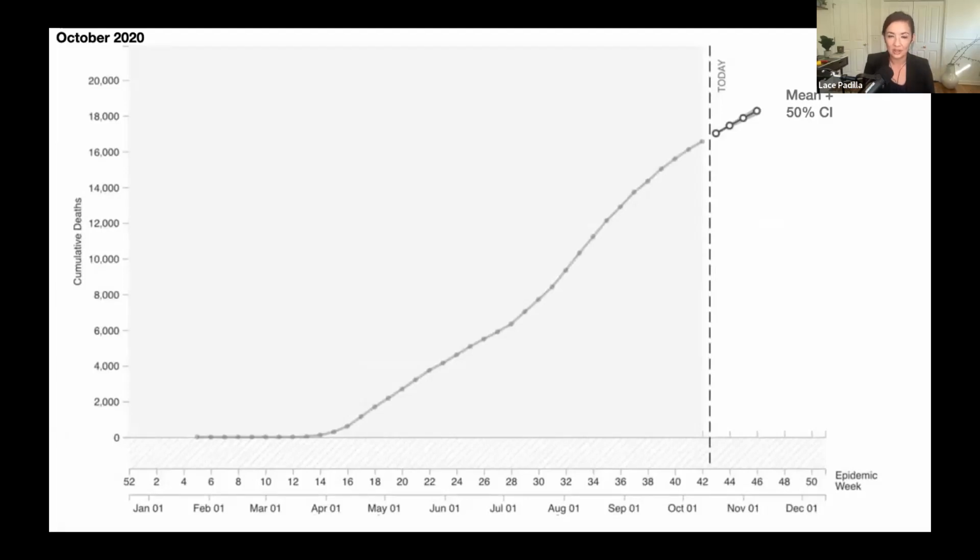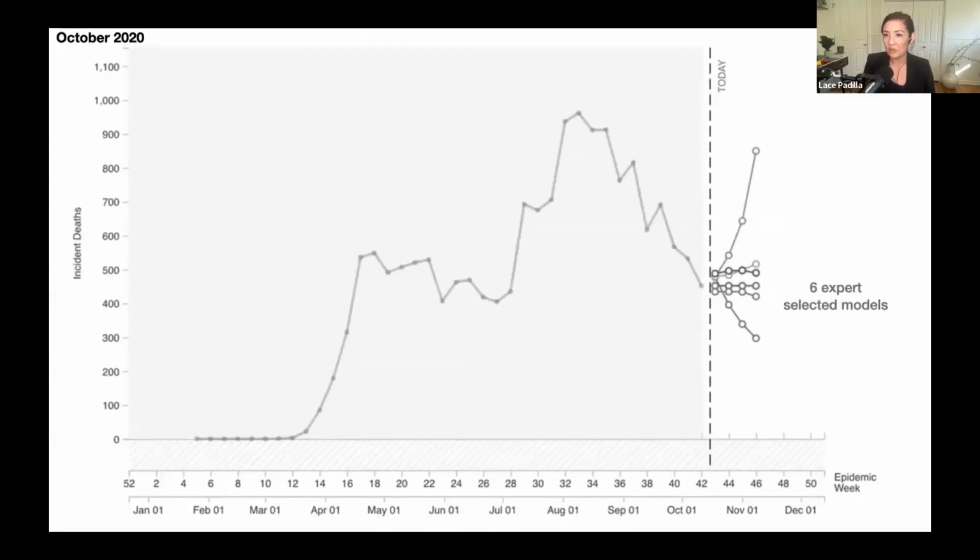We can show people 6 expertly selected models, and we had a forecasting or modeling expert on our team, and she selected these models based on their initial assumptions. So not necessarily about their spread, but about the assumptions they made in terms of COVID. That's how these 6 were selected. We can do the same thing with the cumulative axis.